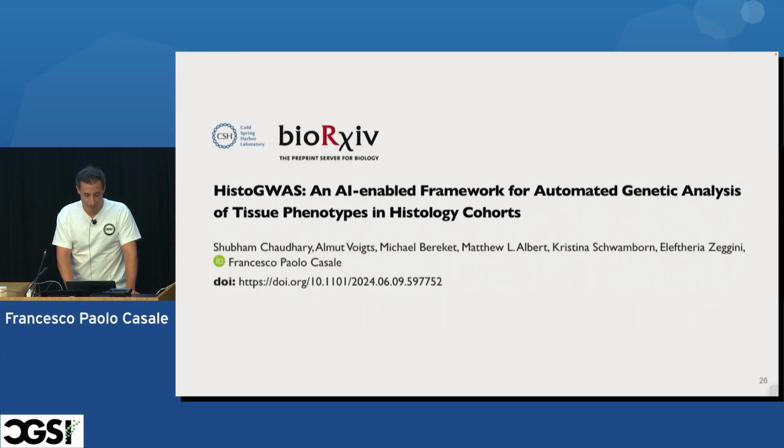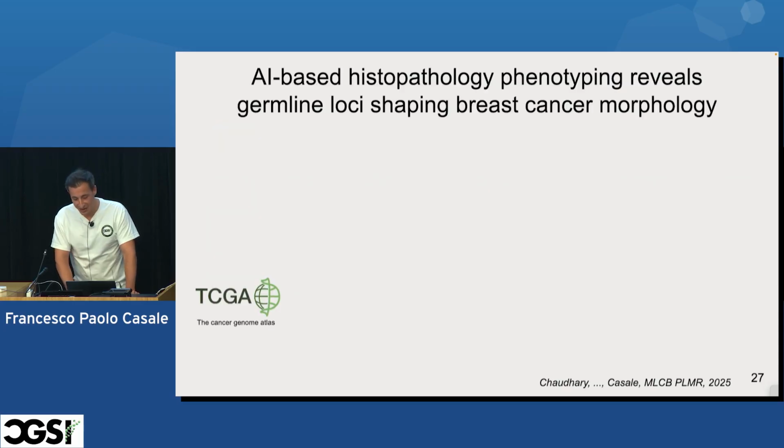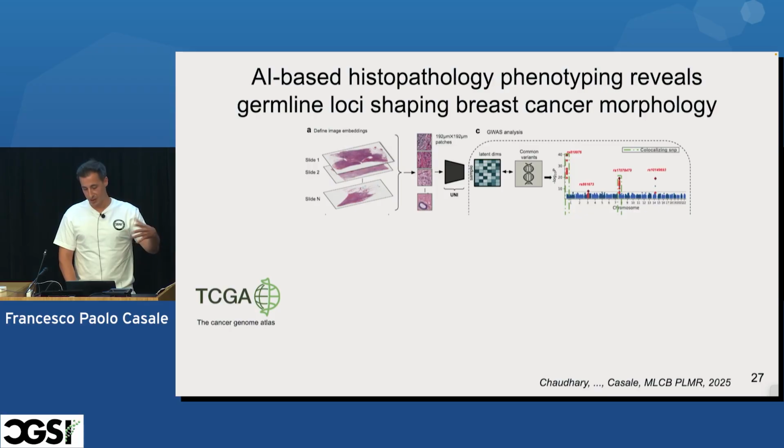Great, so this is a preprint, with a revision hopefully coming out soon. Now we're extending this work to study germline effects on breast cancer morphology in The Cancer Genome Atlas. We're applying the HistoGWAS pipeline to the histology images of cancer. Here, the hypothesis is that if you have a variant affecting morphology, it's potentially an interesting variant to also study effects on survival and prognosis more broadly. That's the assumption, and that's why we're interested in this in the first place.